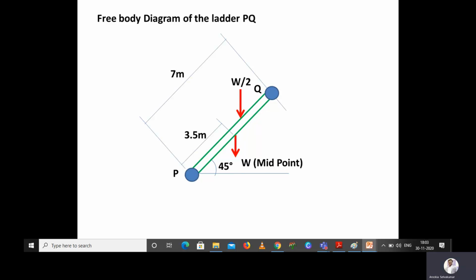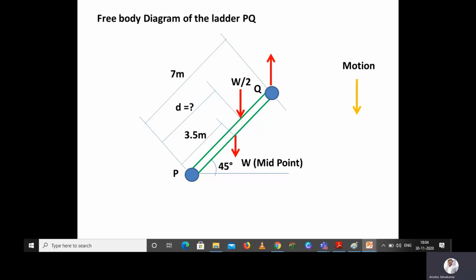Next, they have given the man's weight as one half of the ladder weight, so it is W by 2. They have asked for the distance from either point. Here I have taken point P. So from point P, at what distance, if the man climbs, will the ladder be about to slide? We are going to find the distance from point P. We are assuming the motion is towards down, because the ladder is going to slip downwards. So this is the direction of motion of the ladder.